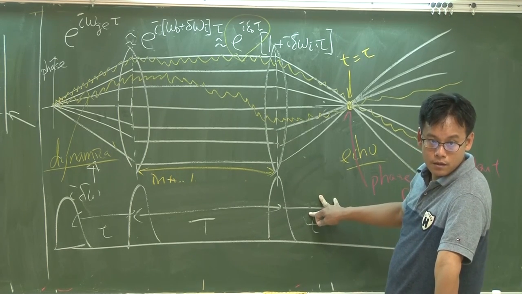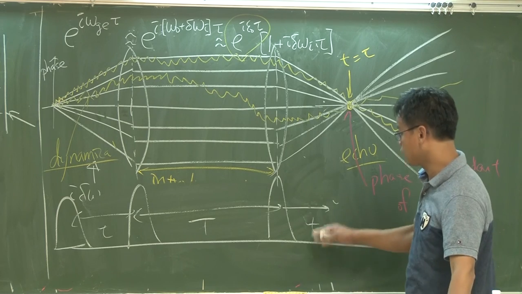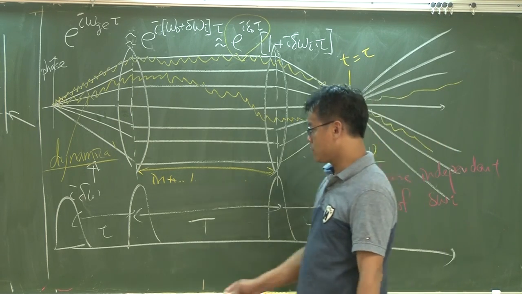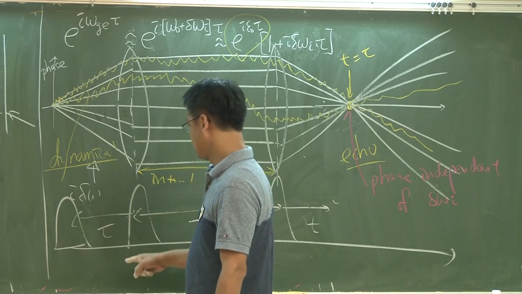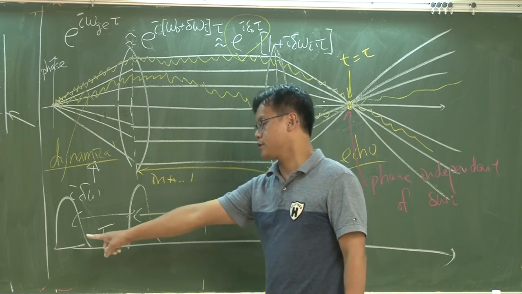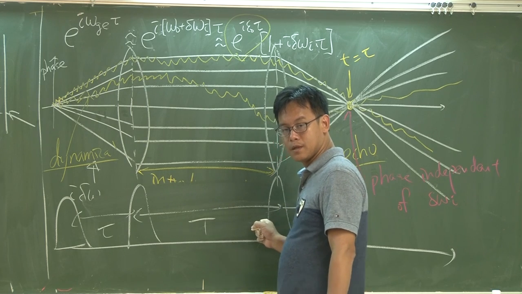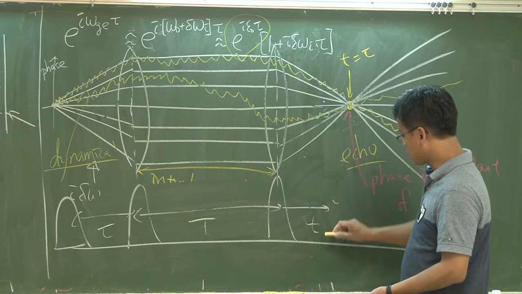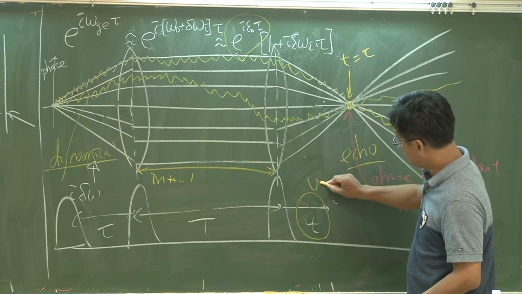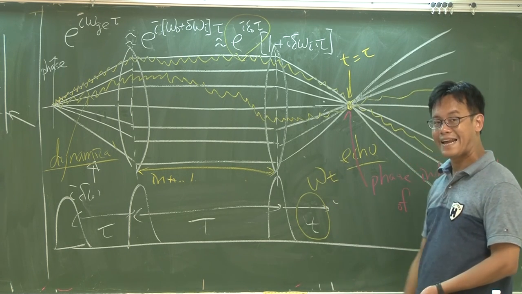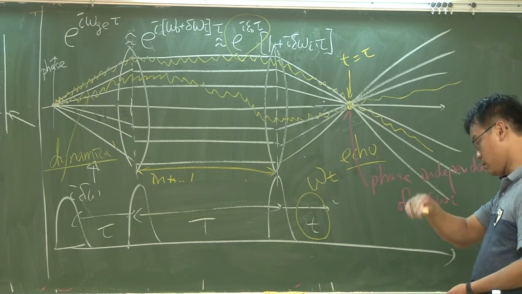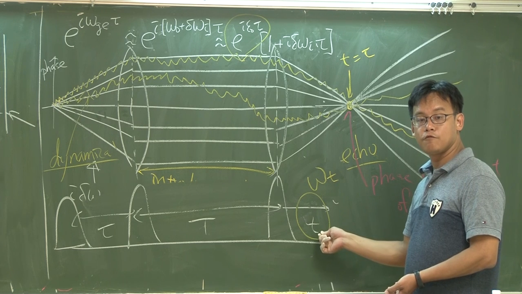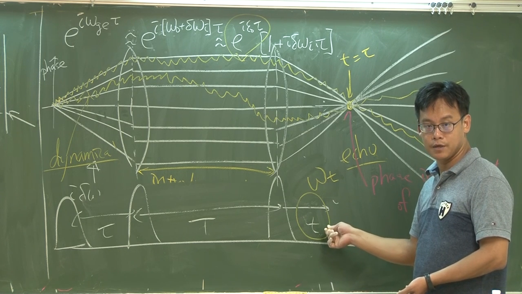Okay, but those are technical points. Basically, if you measure the spectrum at each tau delay, at each time delay, you have one spectrum. That spectrum will tell you the oscillation of the time evolution of your system within the refreshing or echo time period, t.